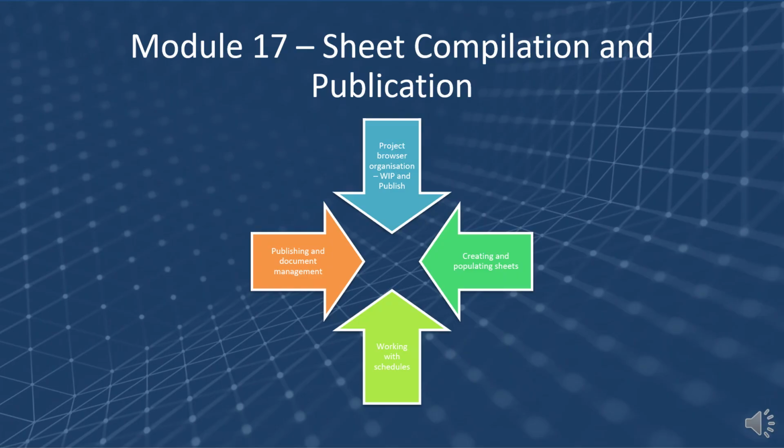Module 17, Sheet Compilation and Publication. In this module, we bring everything together into a professional set of deliverables, organizing views, compiling sheets, and preparing documents for publication. We begin with project browser organization, focusing on how to structure your views into work in progress, WIP, and publish categories. This helps maintain clarity and control as your project evolves.